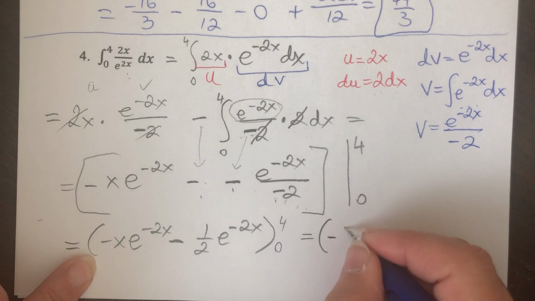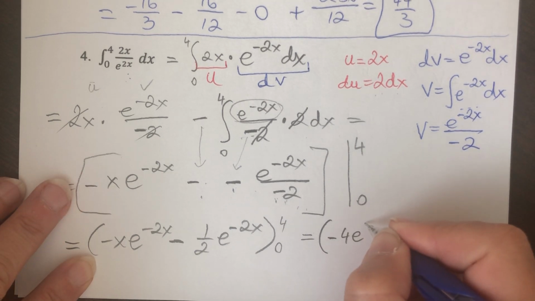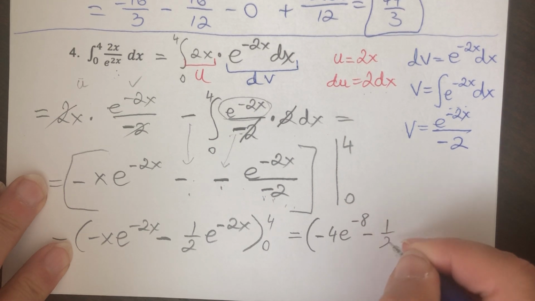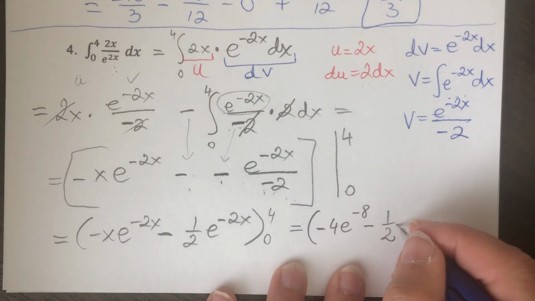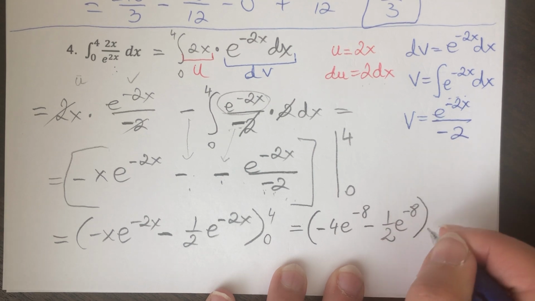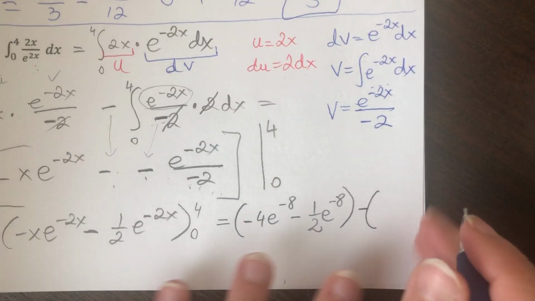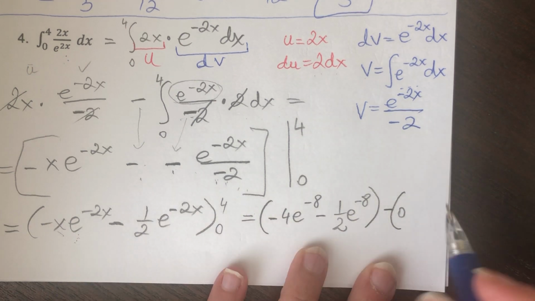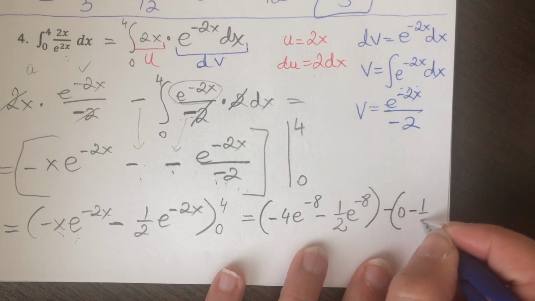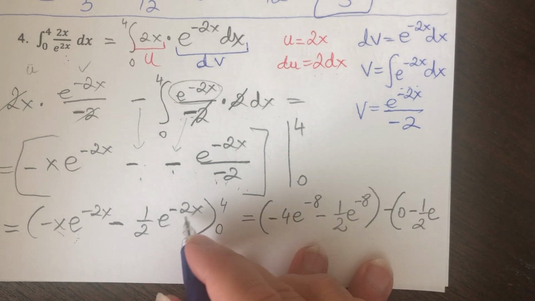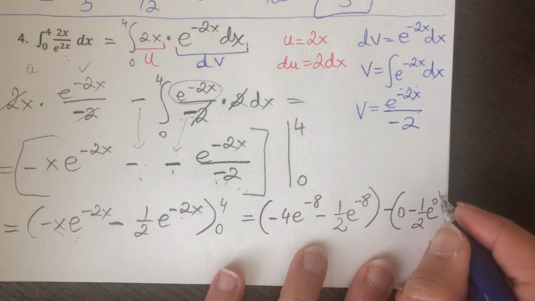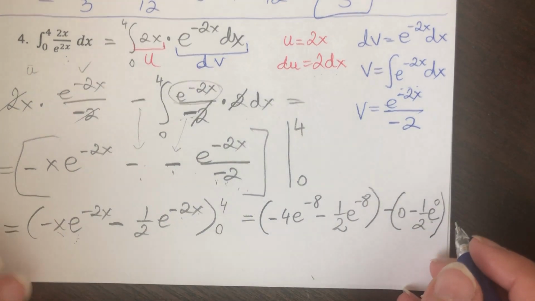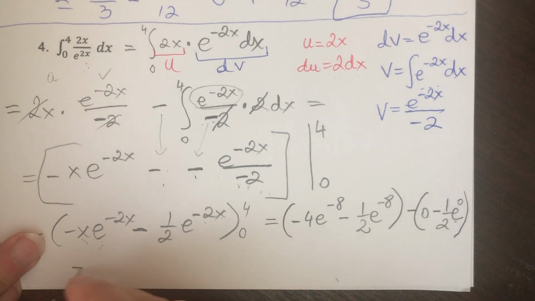So I'm going to plug in a 4. E to the negative 2 times 4 is negative 8. Minus 1/2 e to the negative 8. Minus, plug in a 0. Well, if I plug in a 0 times e to the who cares what, that's a 0. Minus 1/2 e to the negative 2 times 0, that's a 0. So that doesn't go away. Remember, e to the 0 equals 1 and not a 0. So that's what I have.